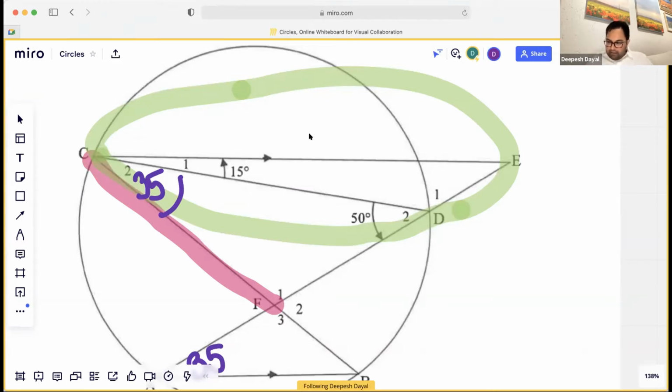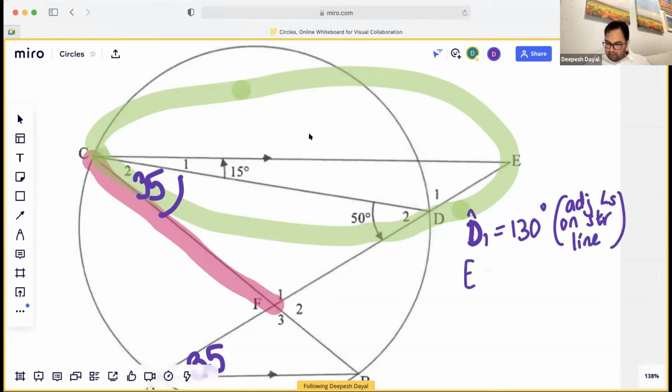Yes, 130. So we're going to say D1 equals 130 degrees, and this is adjacent angles on a straight line. And then we're going to say E equals 180 minus 130 minus 15. And what's the reason for this? Angles of triangle CDE.